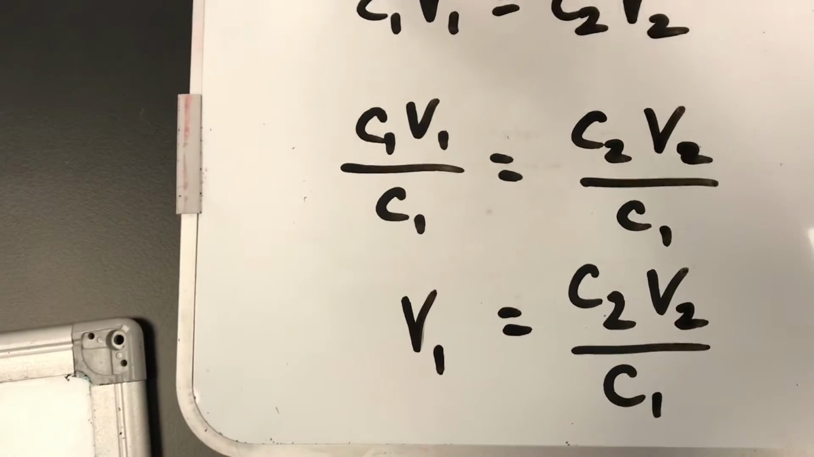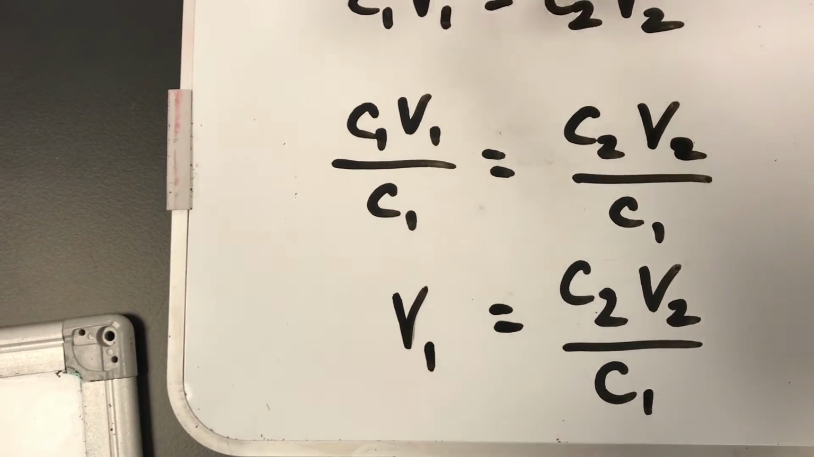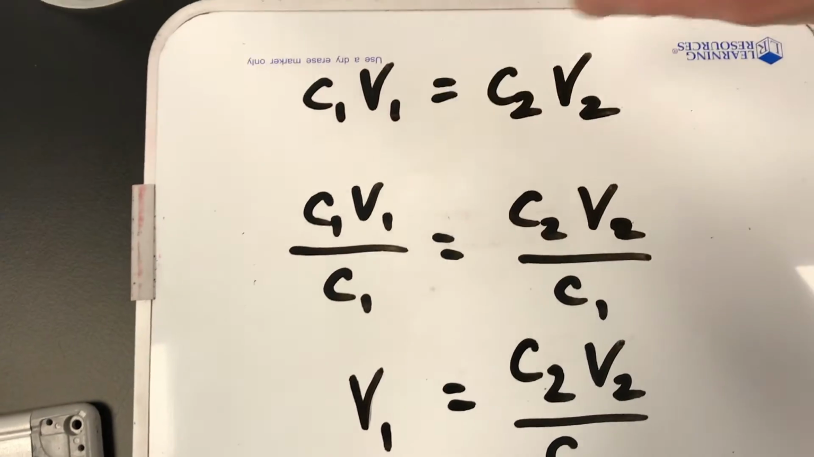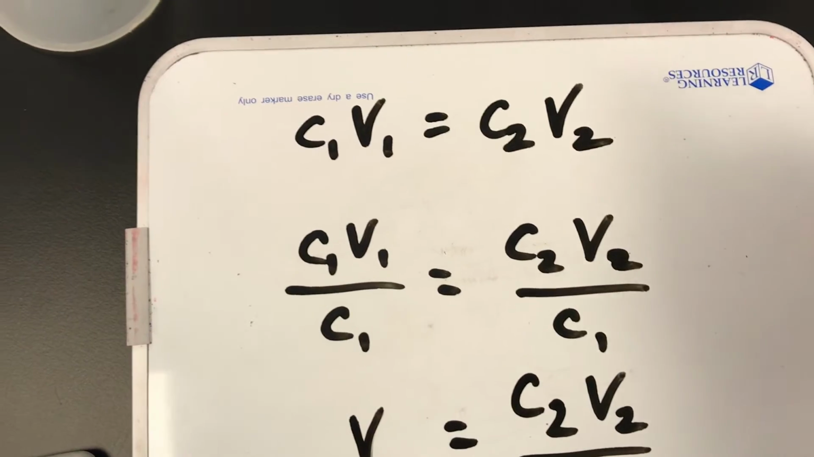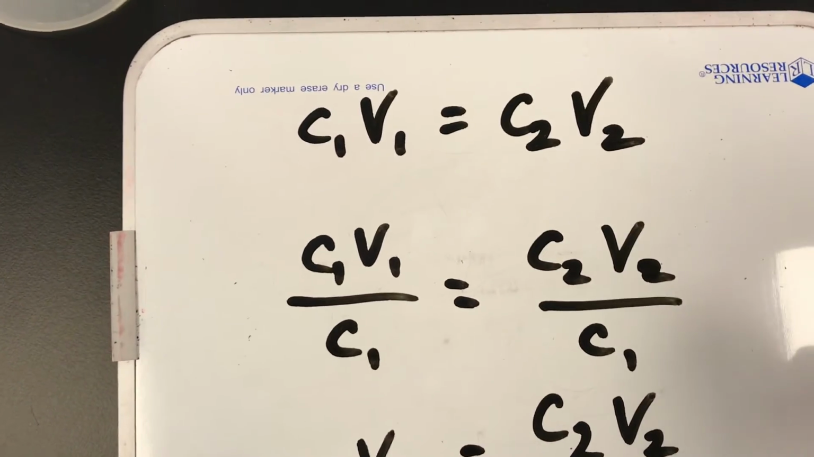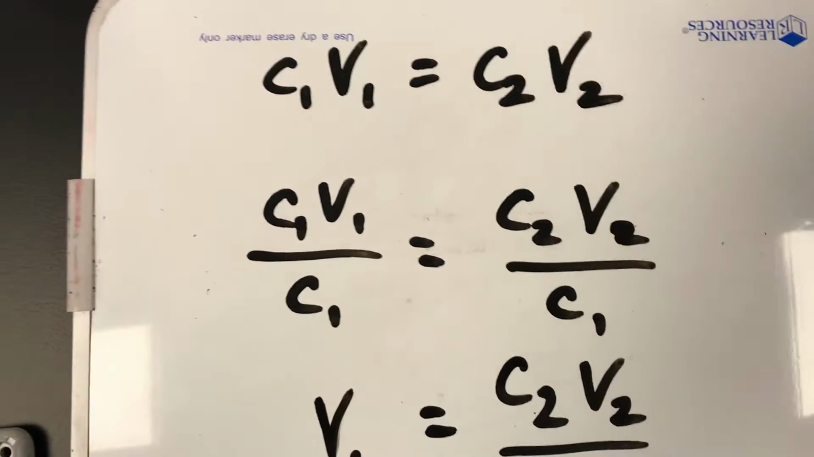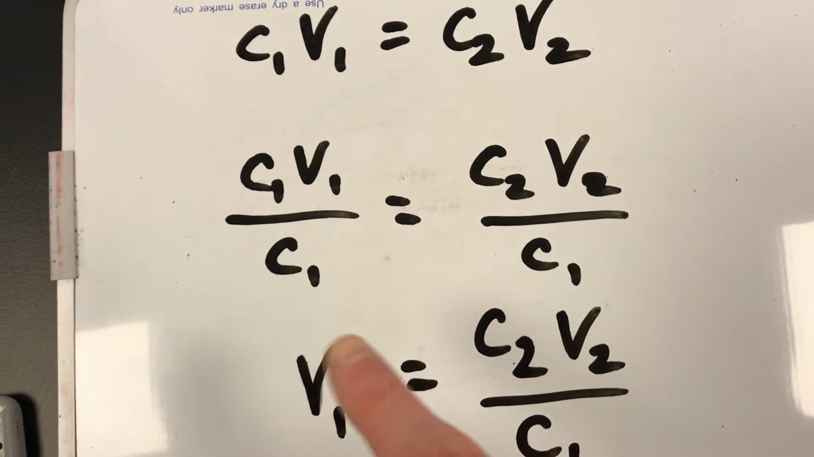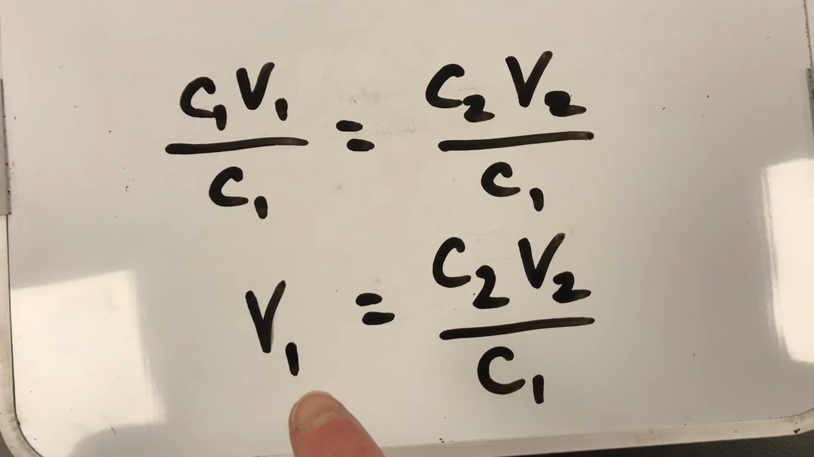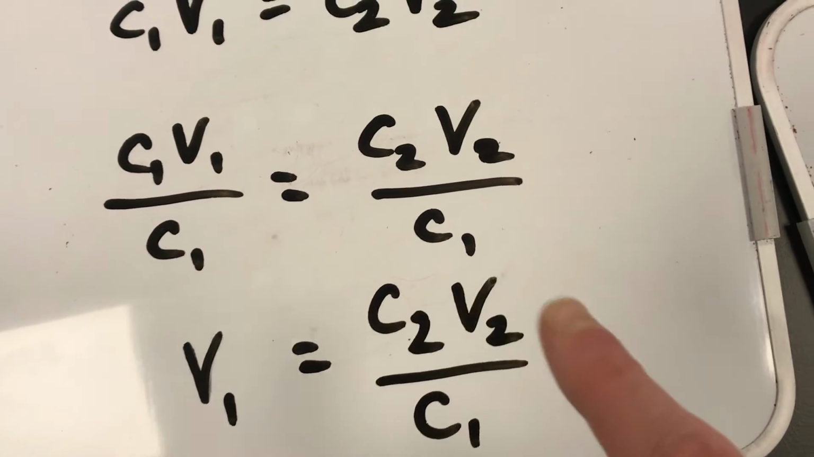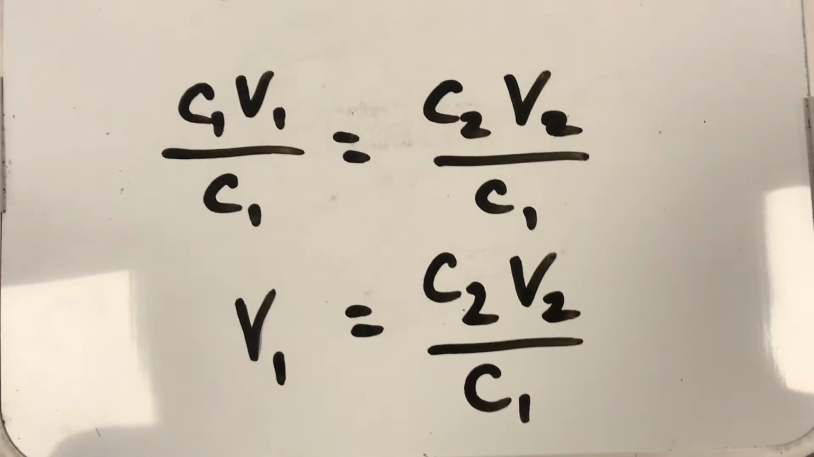So C1 and V1 are about that original 10D solution, and C2 and V2 are about the new solution I'm making. Now I'm rearranging the equation. I'm dividing both sides by C1, and that cancels it out from the left-hand side of the equation. I'll end up with V1 equals C2 times V2 divided by C1.